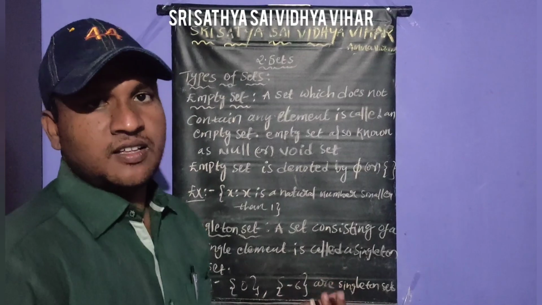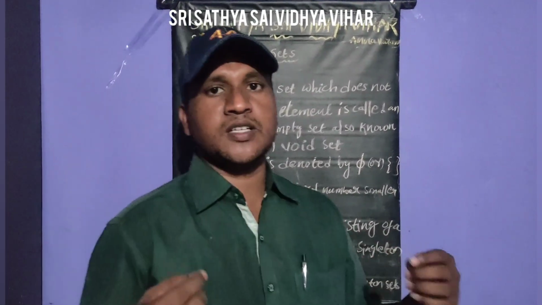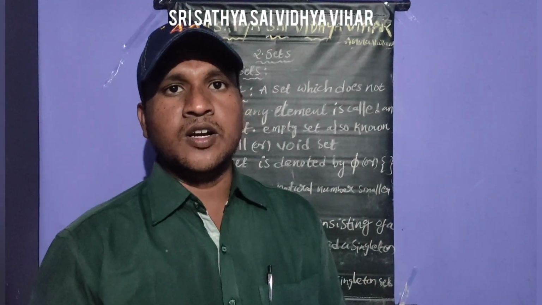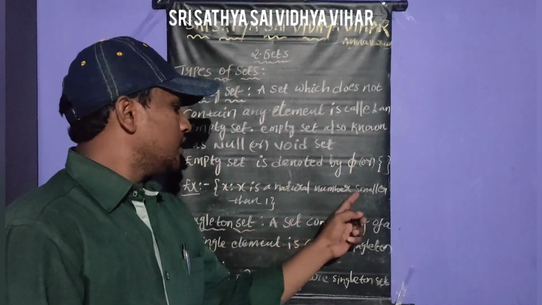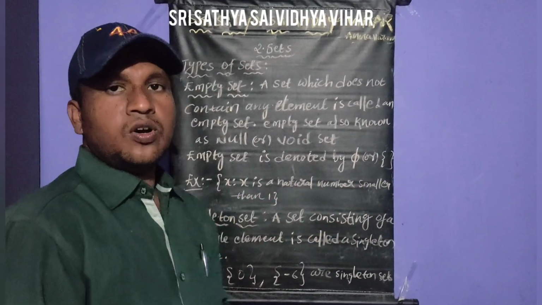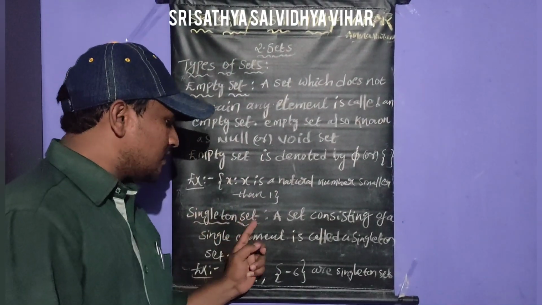It is empty. What is a natural number? Counting numbers are called natural numbers. Counting means 1, 2, 3 and so on. But here, x is a natural number smaller than 1, so it is an empty set.